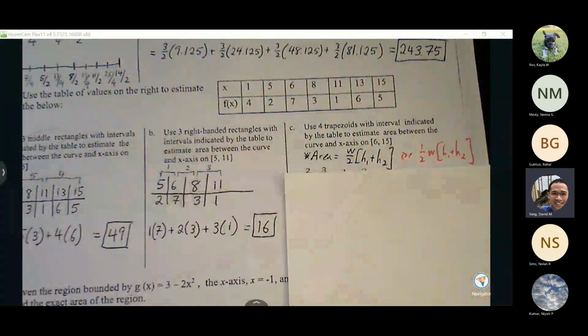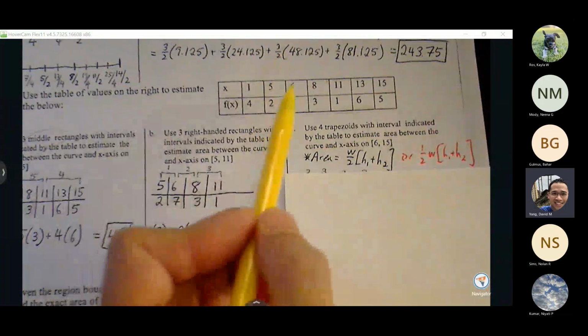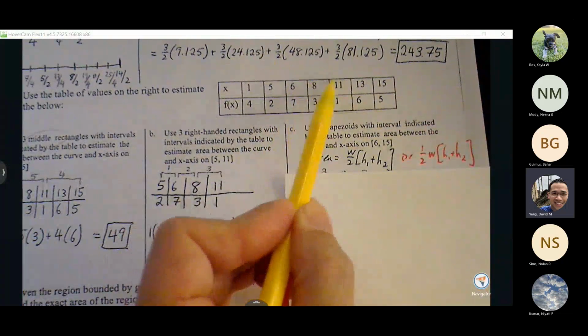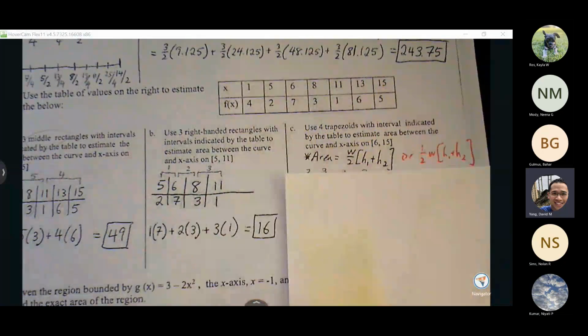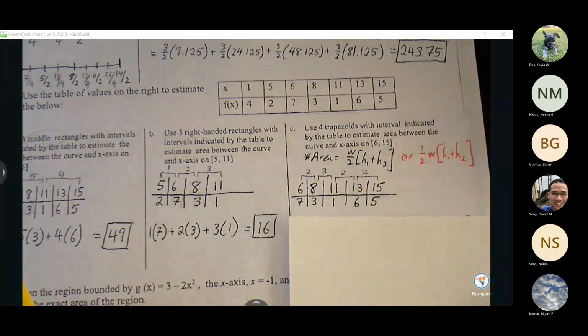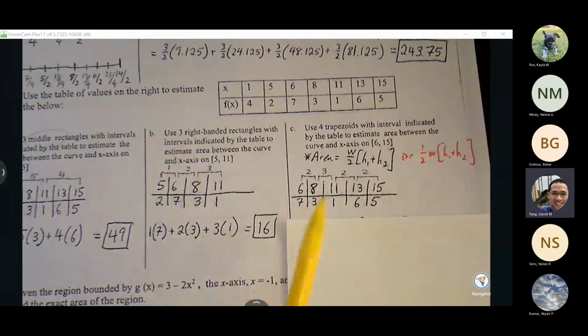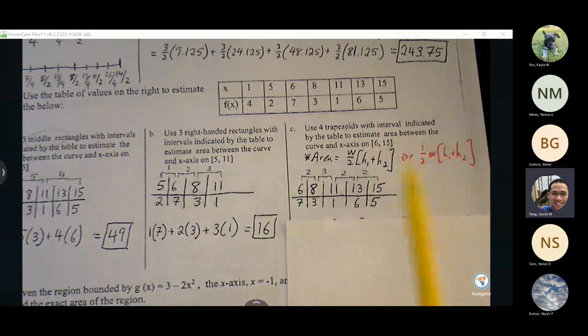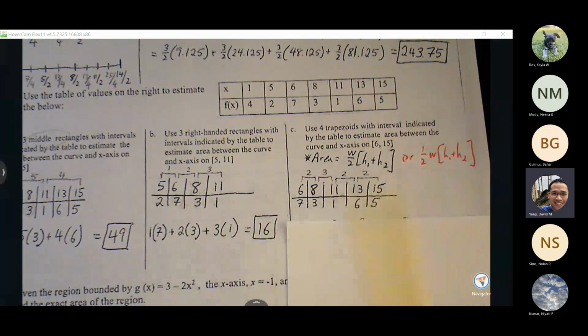So we're going to spread across the interval from 6 to 15. So 6 to 8, 8 to 11, 11 to 13, 13 to 15. And then within each subinterval, subtract to get your width, and then your height, just the ones at the end. So in this case, there's only 2 to choose from. But just make sure that for every trapezoid you're only picking off 2 heights per area formula.